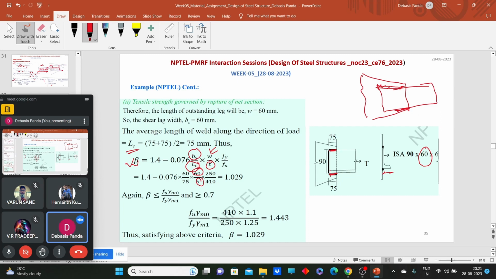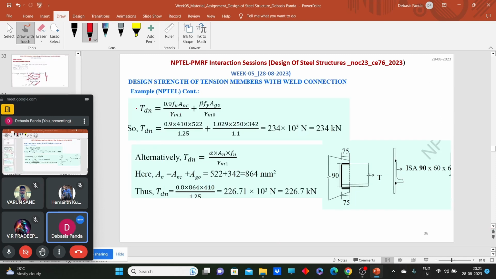So here symmetric section is there. So what will be the average length? 75 plus 75 by 2. And in the case of bolted connection, the LC value was the center to center distance between first bolt to last bolt. So if we put all these values, the beta value is coming as this. And when you have found out the beta value, you just need to put all these values in the equation of TDN. So if you put all these values in the TDN equation, you will get the design strength due to rupture as 234 kilonewton.